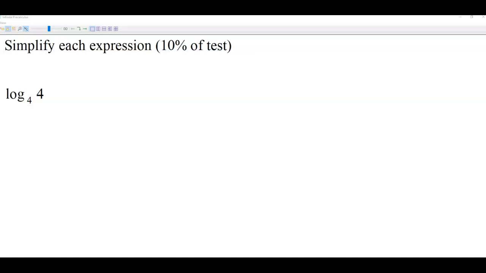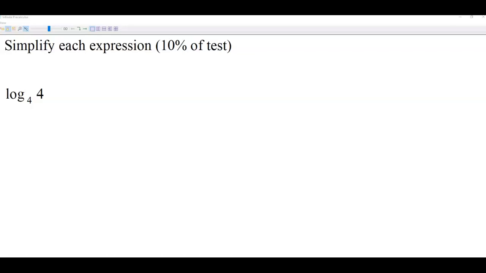Alright guys, so here's your help video for your test on Tuesday for logarithms. The first section here will comprise about 10% of your test. There won't be quite this many questions, but I just wanted to include a whole bunch so you guys can see a variety of types. But altogether you're looking at probably like 2 of these, and that makes a total of 10% of the test.